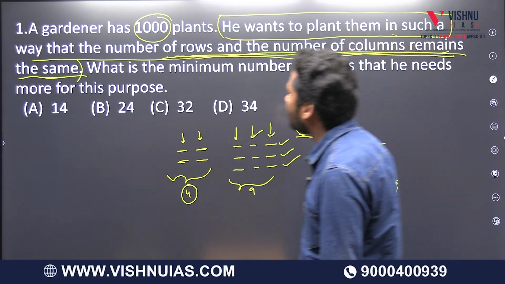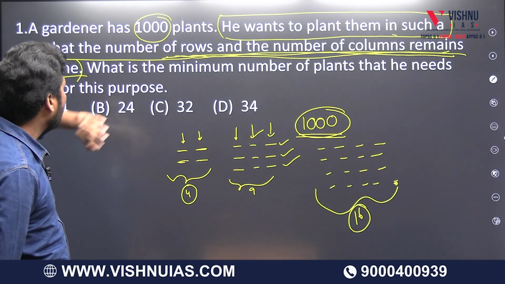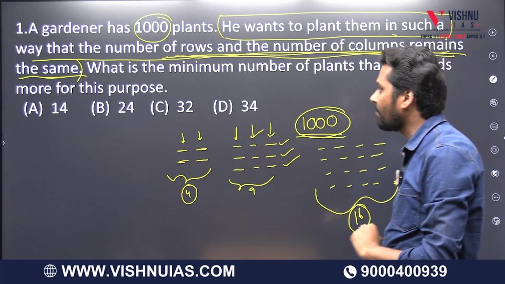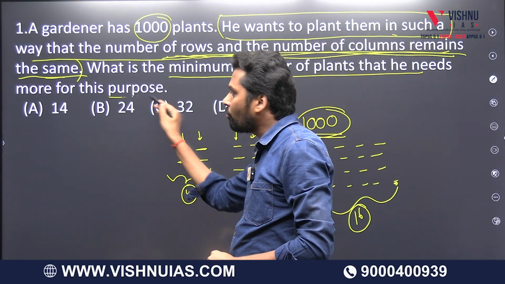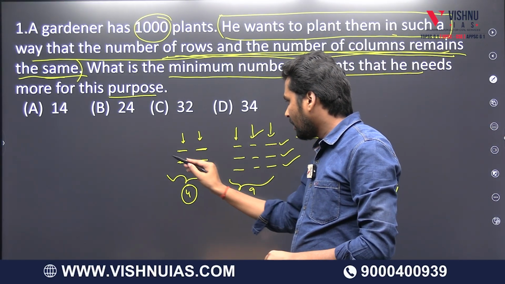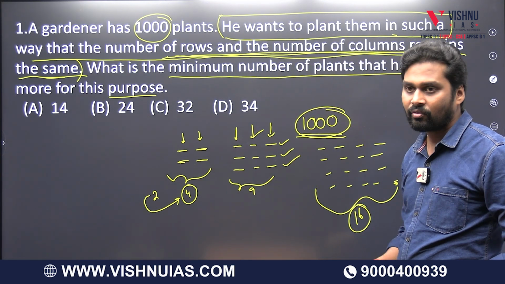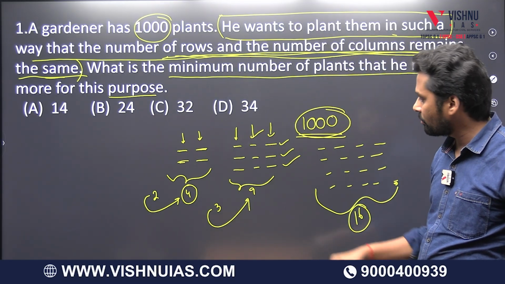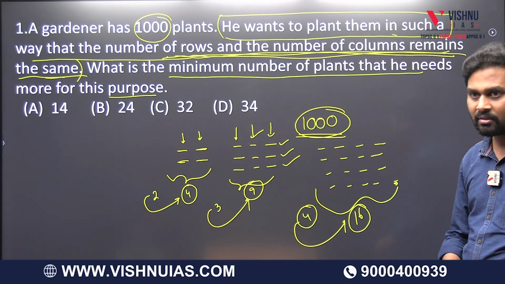Okay. Now what is the question? He had already 1,000 plants with him. He wants to plant them in such a way that the number of rows and the number of columns should remain same. For this purpose, what is the minimum number of plants that he needs more? One thing we can observe: if he makes 2 rows and 2 columns, the total number of plants is 4. If 3 rows and 3 columns, total is 9. If 4 rows and 4 columns, total is 16.